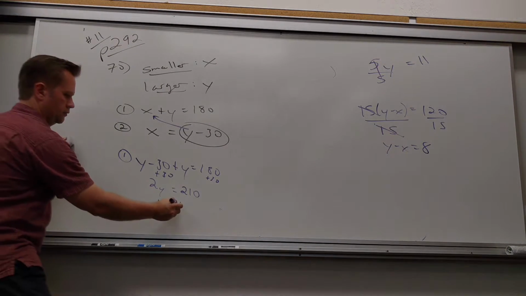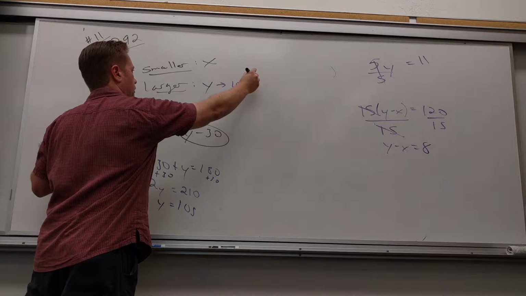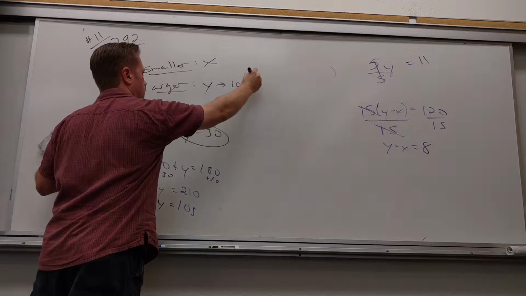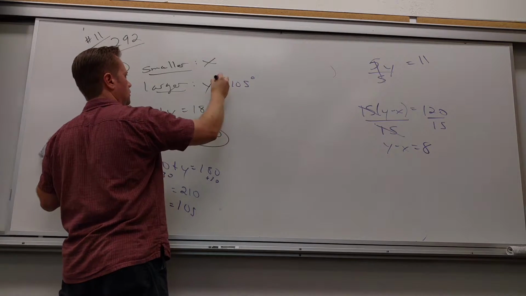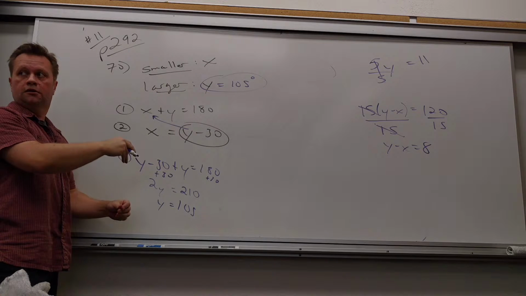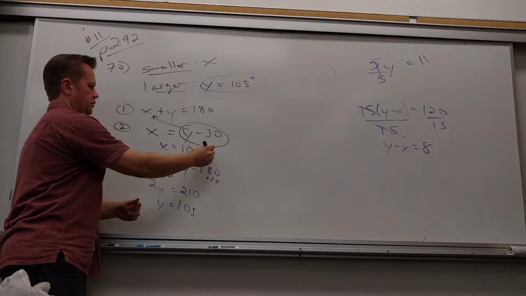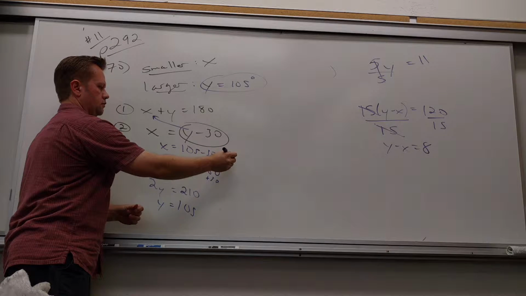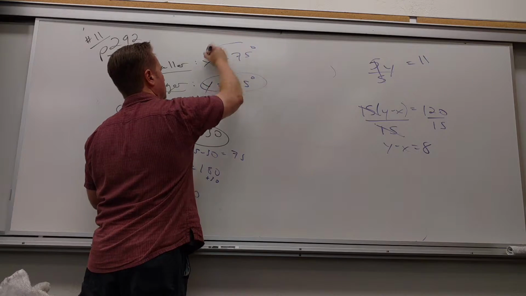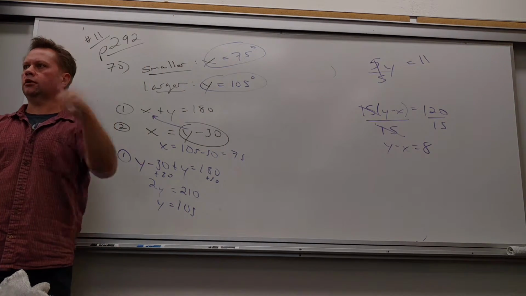So then you get y is 105. So 105 inches? Degrees? Cool. I like it. So how do we get x? Yeah, x is 105 minus 30. So x is 75. It's crazy. And how do you check that? They're supposed to add together to be 180, and they do.